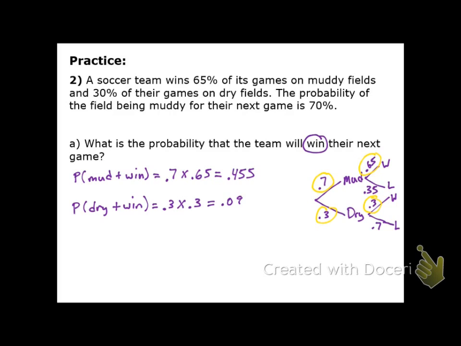So to determine the probability that they win regardless of weather, or regardless of field conditions, we're just going to add these two probabilities together. So in this case, 0.455 plus 0.09 gives you 0.545. So there is about a 55% chance that the team wins their next game.